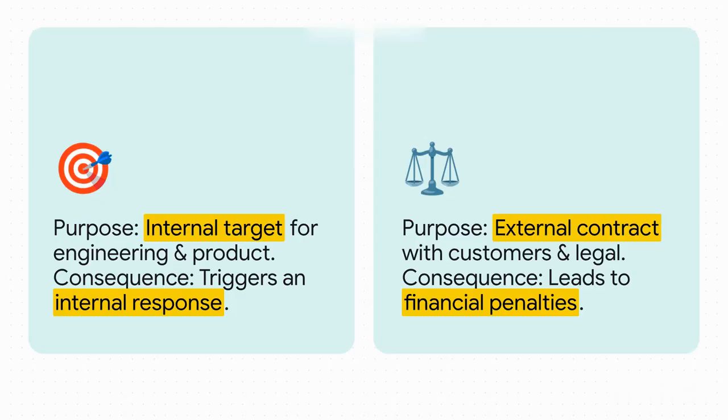Now, let's be crystal clear about something. An SLO is not an SLA. An SLA, a service level agreement, that's your external contract with customers. If you break it, you pay penalties. An SLO, on the other hand, is your internal target. If you're about to burn through your error budget, it triggers an internal response, maybe a code freeze. We are focused on SLOs. That's the tool for architects.